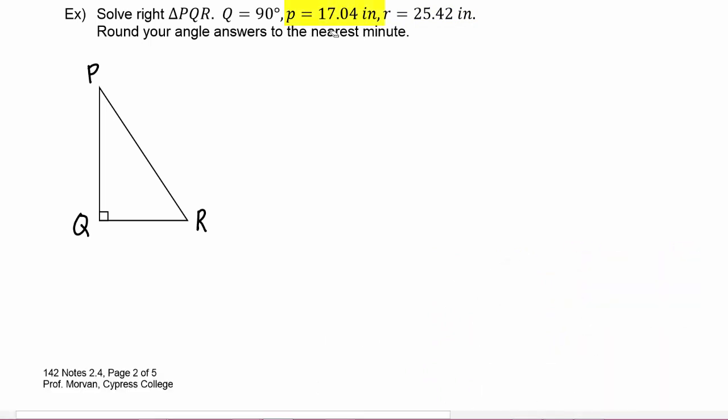We know that side P is 17.04, and that has to go opposite of angle P. Side R is 25.42. That's going to go opposite of angle R. Now, probably the easiest thing to solve for first here would be the hypotenuse of the triangle. Since we have a right triangle, we're allowed to use the Pythagorean theorem.